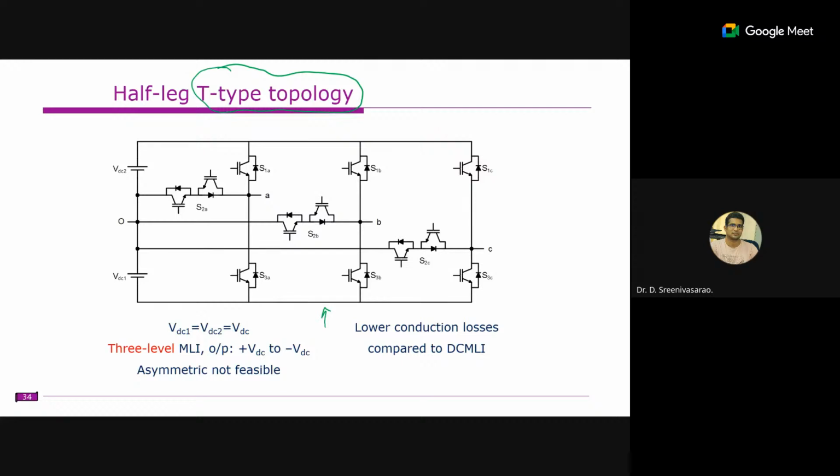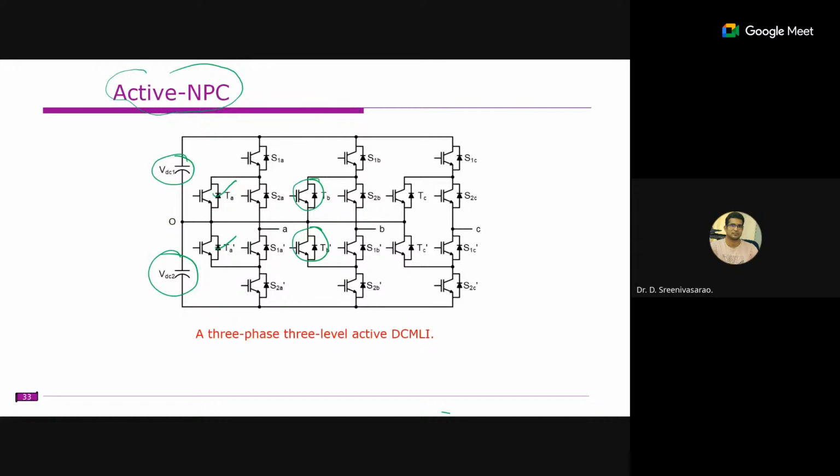So this is an alternative for the diode clamp multi-level inverter, and also an alternative for the active neutral point clamped inverter. What we discussed is known as the active neutral point, because earlier you had diodes, and now you replace them with active switches. That's why it is known as active neutral point clamp. The drawback here is that these are additional switches, so you need to control these switches as well. We need to write some control method so that we can recover the capacitor voltages.